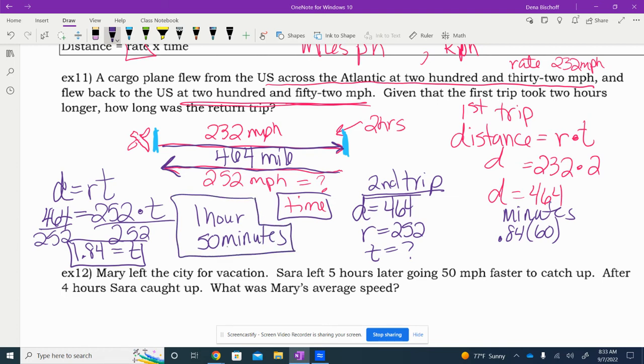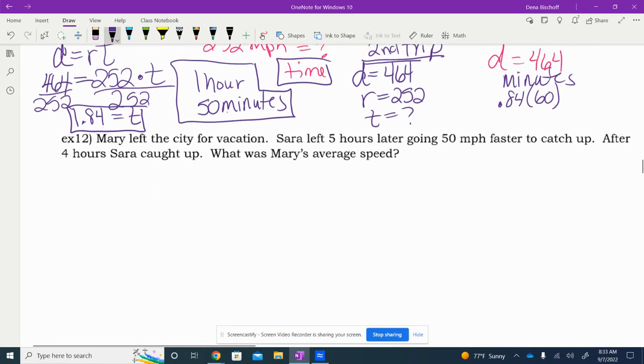So on the trip across the Atlantic, it took 2 hours. The trip back home only took an hour and 50 minutes. I was able to take 10 minutes off. Probably because, again, like I said, you had wind at your back. It was pushing you, right? Okay. All right. So I want you to think about this is the same distance because we're going someplace and we're turning back around and coming back home.